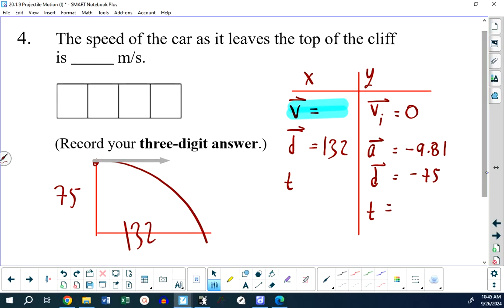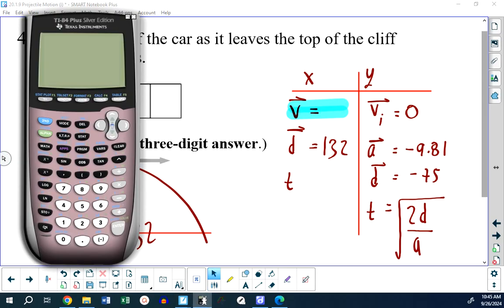Seriously, you guys, finding the time from these things is, at this point, child's play in this course. Then it becomes a uniform motion, a junior high science question about speed, distance, and time. The time will be equal to the square root of 2d over a. We do this calculation so often that you just know it. So I'm going to take 2 times the 75 divided by the acceleration. Now I've left the negatives out because they don't matter, because they're going to cancel. There's other ways to look at it. I take the square root.